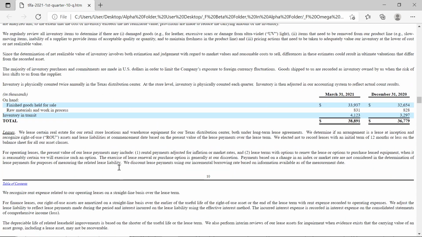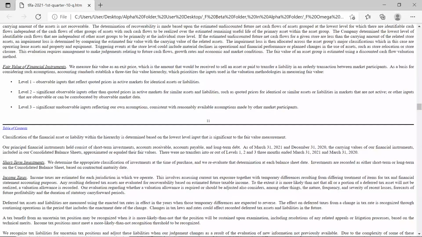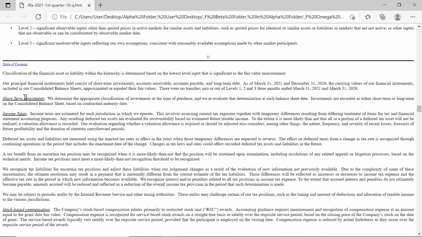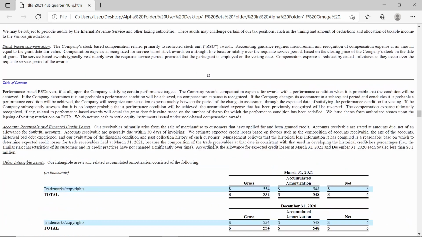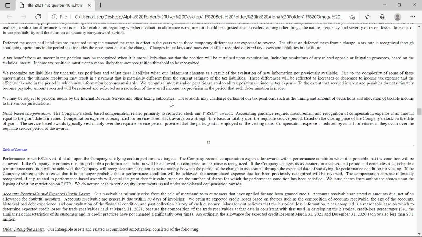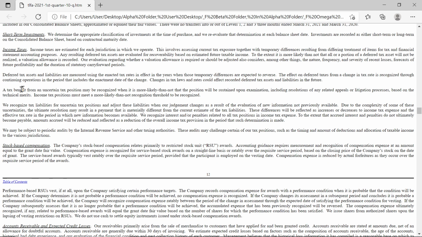Here they just give some details. This is the 10Q, some accounting details. Basically a lot of this is copy pasted from accounting regulations, where they just have to tell you what they're doing.